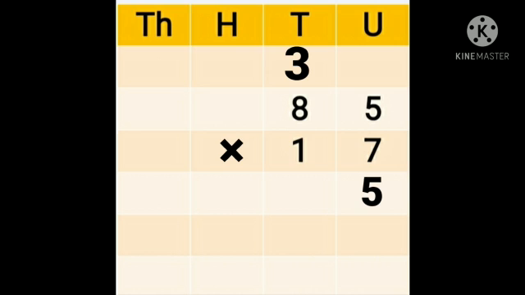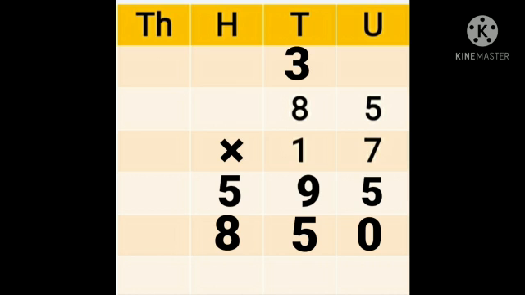Now 8 7 times is 56. 56 plus 3 is 59. Now students, we have completed units multiplication. So we will write 0 in place of units. Now we will move on to the tens multiplication. So 1 5 times is 5. 1 8 times is 8. Now these two answers we will add.